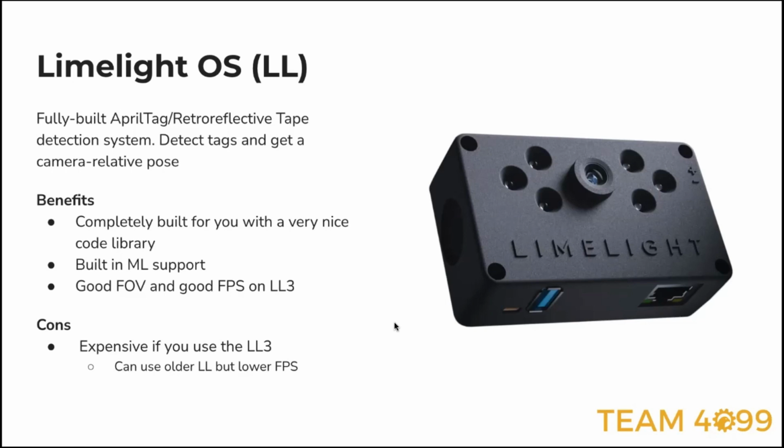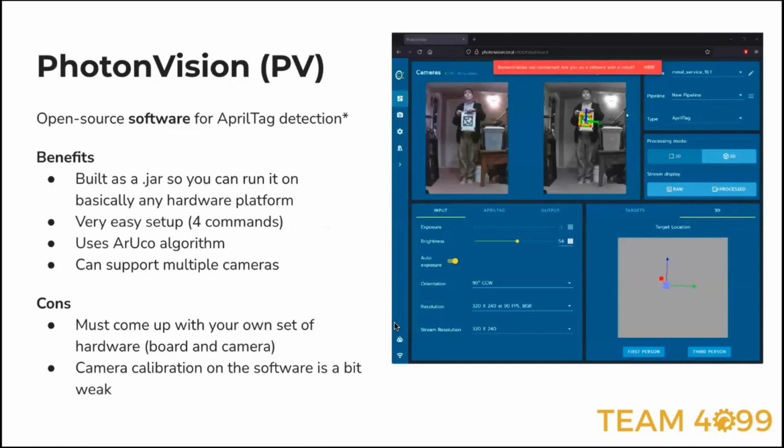So another option that's a lot cheaper is Photon Vision, which is completely free. Photon Vision is an open source software for Apriltag detection. It's built as a jar file that you just upload to your software, and then you just set it up using 4 Linux commands. And I can't stress enough how easy it is to set up. The guide on the Photon Vision website will help you set this up in about 5 minutes. It's also really powerful. It uses the Aruco algorithm, which is an OpenCV Apriltag detection algorithm, and it can support multiple cameras, which the Limelight can't.